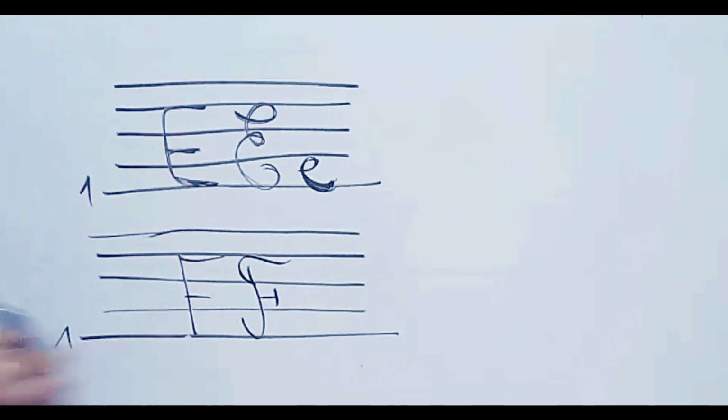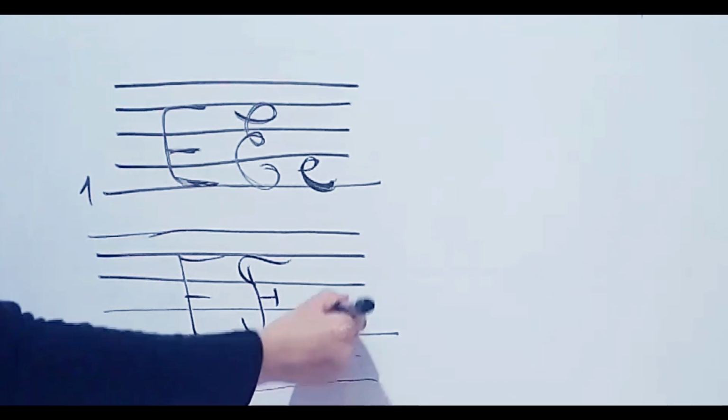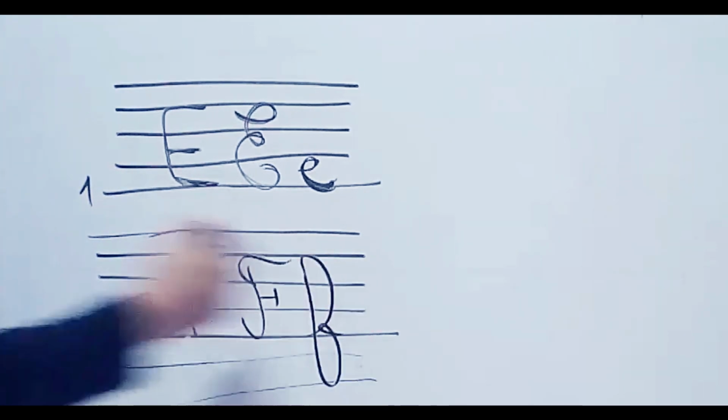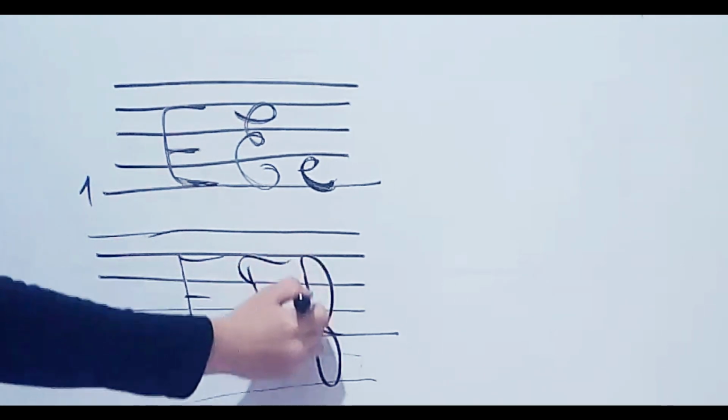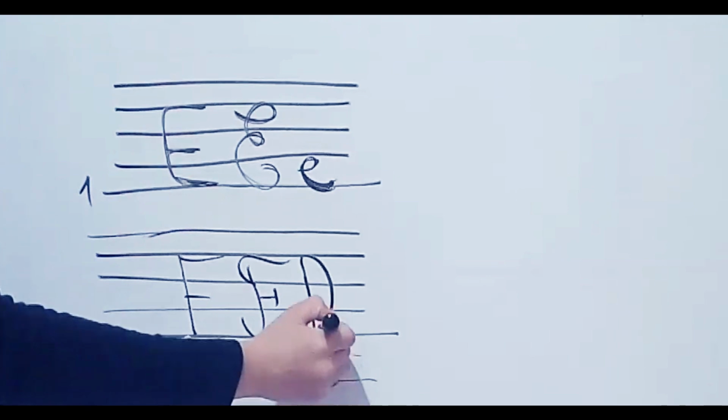The small letter F, we need 2 lines here. This is the F. So from the first line to the fourth one and down to the third one.